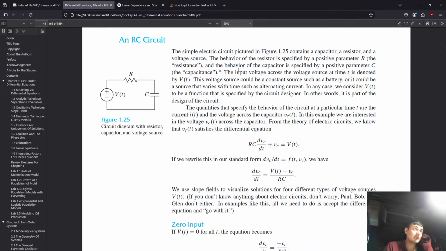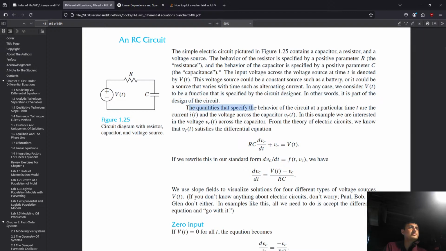The input voltage across the voltage source at time t is denoted by V of t. This voltage source could be a constant source, such as a battery, or it could be a source that varies with time, such as an AC current. In any case, we consider the voltage V of t to be a function that is specified by the circuit designer. In other words, it is part of the design of the circuit.